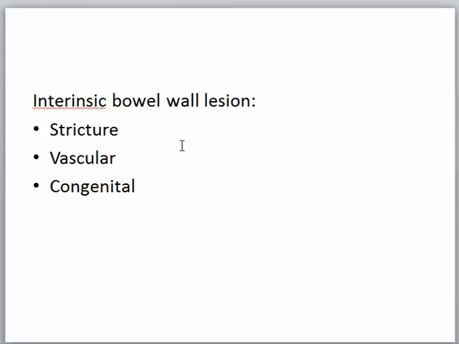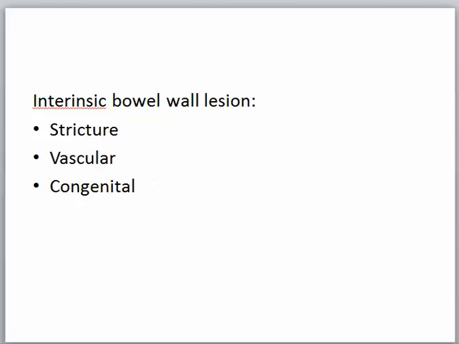And the third is the causes of the wall. Thickening of the wall is due to strictures, as in post-operative, post-transplant, as we said, post-viral, Crohn's, lymphoma, vascular, as in hemorrhage or hematoma, and congenital, as in hypertrophic pyloric stenosis, or narrowing at the region between the mid and hind gut.